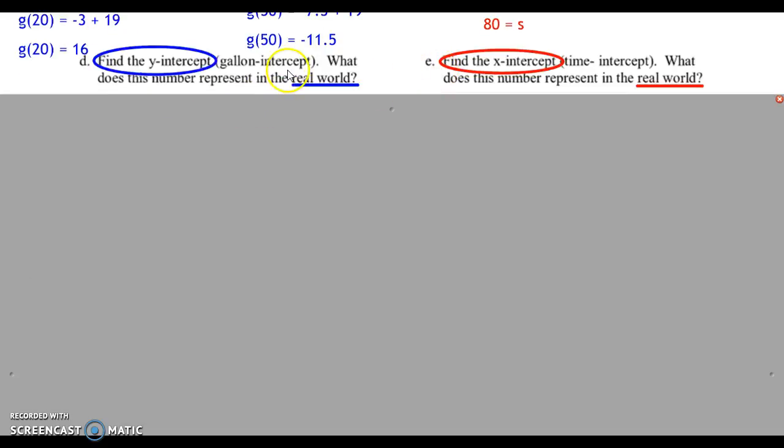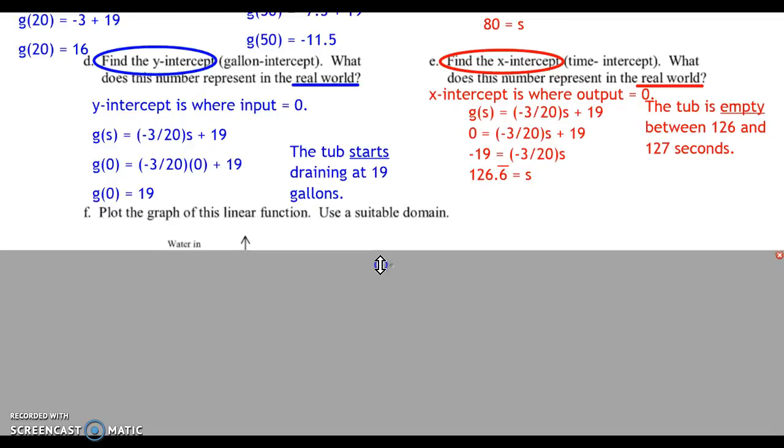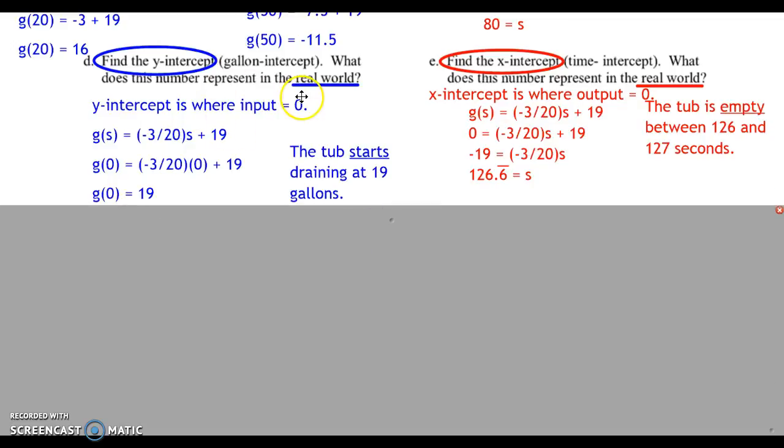All right, you can see that I annotated here. The y-intercept is looking for a specific time, and the x-intercept is also looking for a specific time. You should remember that finding the y-intercept is where x is equal to 0, and finding the x-intercept is where y is equal to 0. I wrote those as little notes here. It says that the y-intercept is where input is equal to 0, and the x-intercept is where the output is equal to 0. You can see that I took the s variable and replaced it with 0.